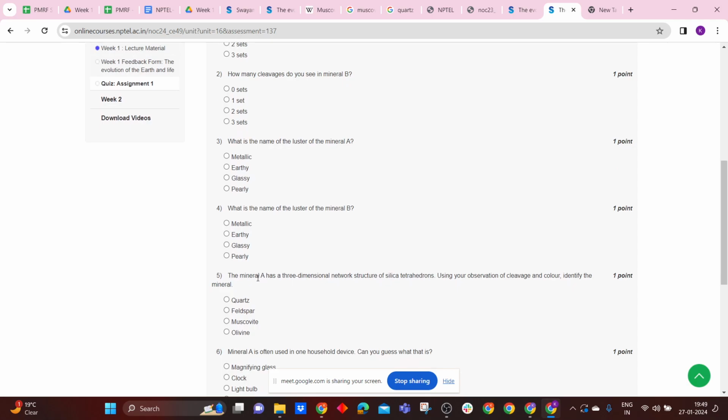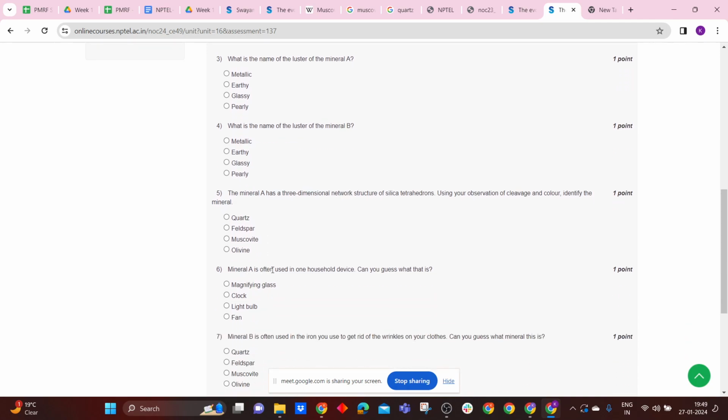So the mineral A has a three-dimensional network structure of silica tetrahedra. What will be the mineral, guys? Quartz. Because it shows a silicate framework structure, a three-dimensional arrangement, a triangle from above and the same inverted triangle from below. If you flip the triangle and connect the triangles, you will get the tectosilicate framework. Am I right or wrong? Yes, sir.